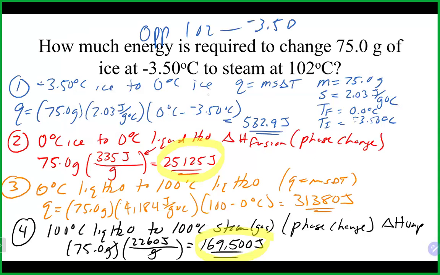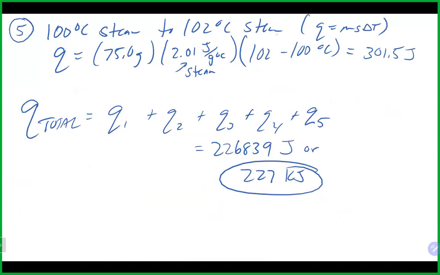This first guy, these guys would switch, and that would get this guy a negative. This would be negative 335 instead of positive, which would give this guy a negative. These guys would switch, which would give this guy a negative. This would be negative 2260. And lastly, these guys would switch, which would give this guy a negative. We're going the opposite direction, and we would just end up basically with a negative, right?